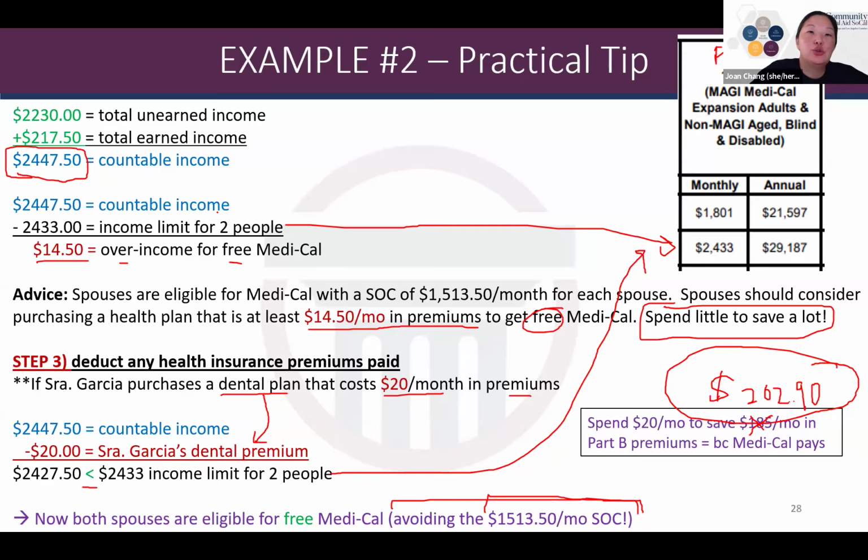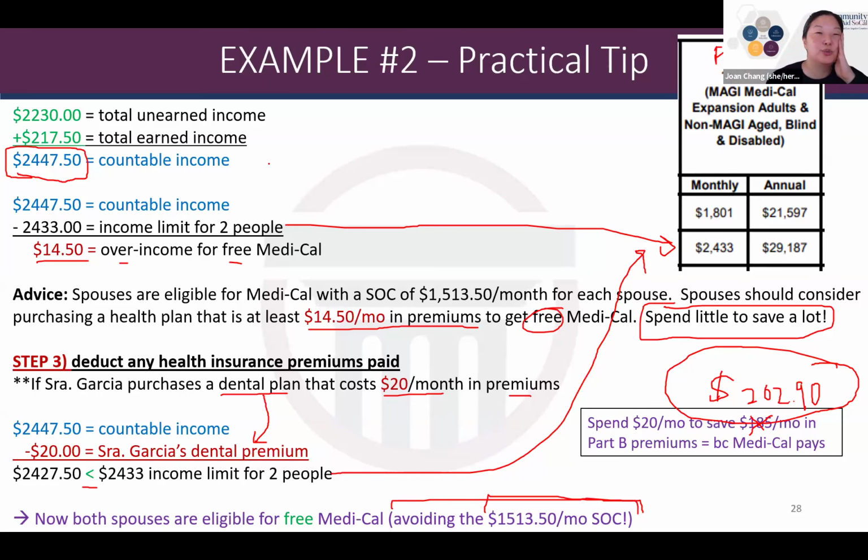Share of cost can apply to, you could think of it kind of as family share of cost. So if, say, for example, Senora Garcia and Senor Garcia have medical expenses that add up to 1,513, then one of them could get access to free Medi-Cal once they meet their share of cost. So it's kind of like a shared responsibility, but technically only one person gets access to the free Medi-Cal services at that point.